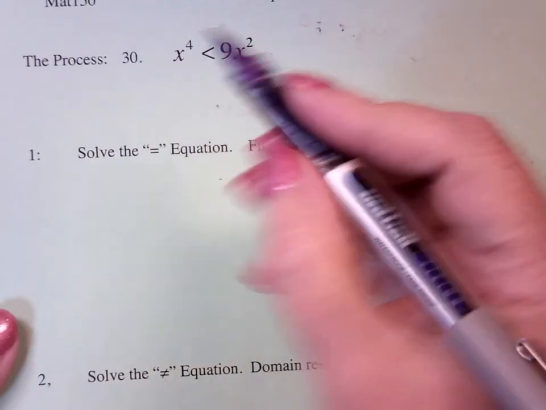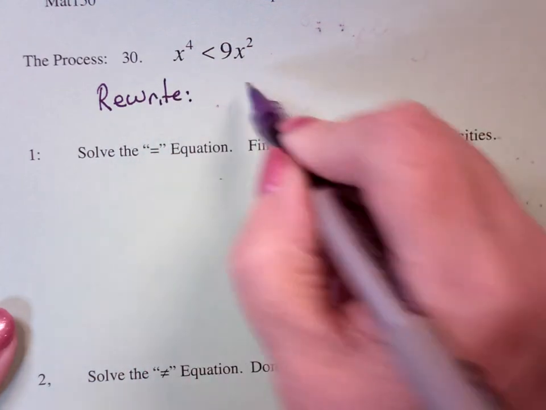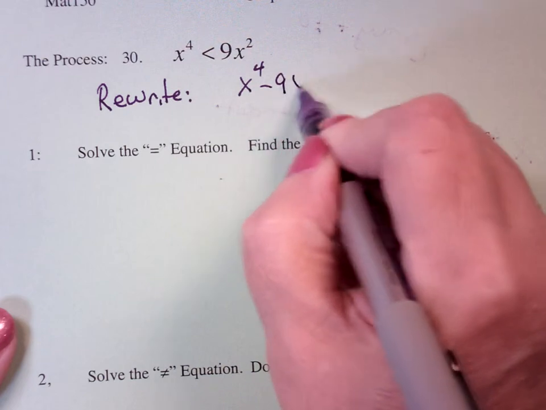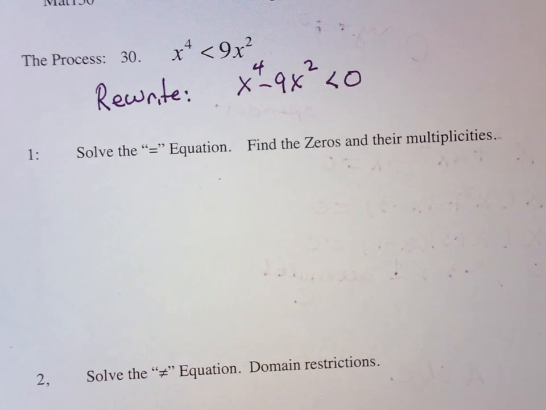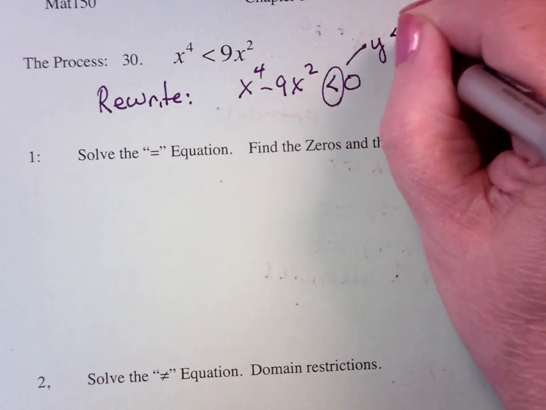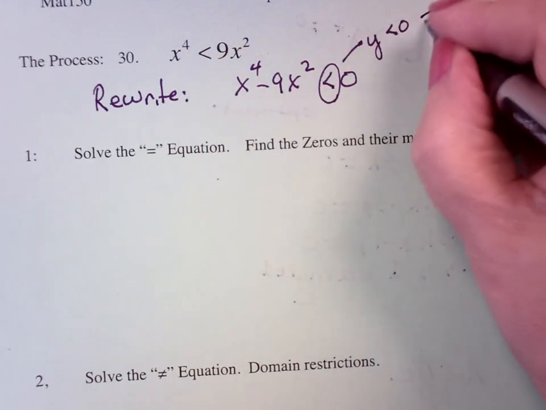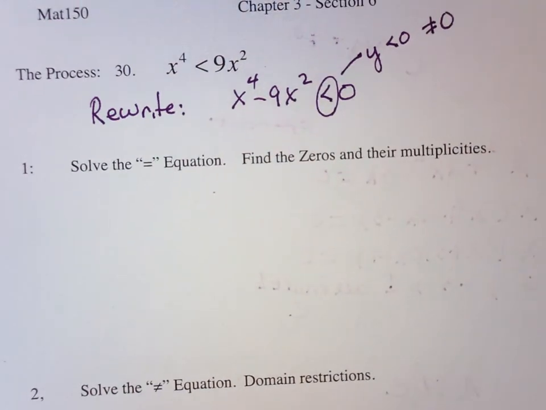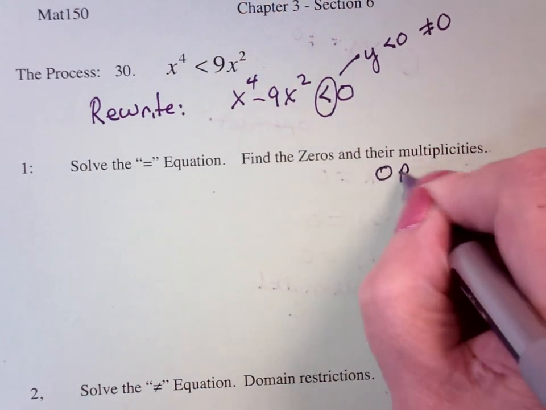You first of all take this guy and you rewrite him as x to the fourth minus 9x squared, and that's going to be less than 0. Now it's in the format that you recognize. Here, this says I want y to be negative and not equal to 0, which means that I'm going to have, under the equality equation, they're going to be open dots.